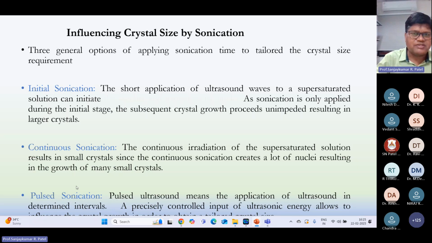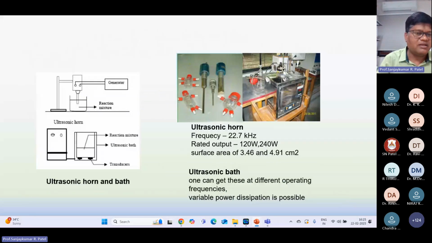we can tailor the process, correct? So everything, the fundamentals that are required to understand ultrasonic energy, I think this would be enough for that. Okay, but how does a particular assembly look for the application of ultrasound?